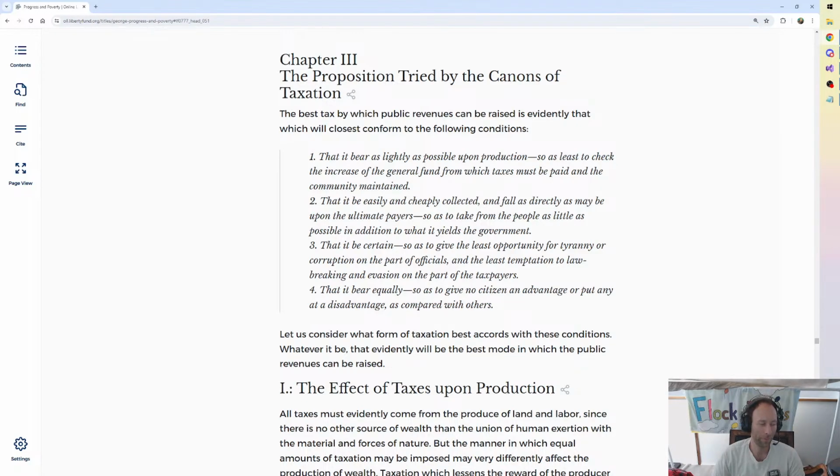All right. Education is fine, but we're here to dispatch our religious duty. Welcome to the 84th Henry George Daily Devotional. We are in chapter 3, the proposition tried by the canons of taxation.